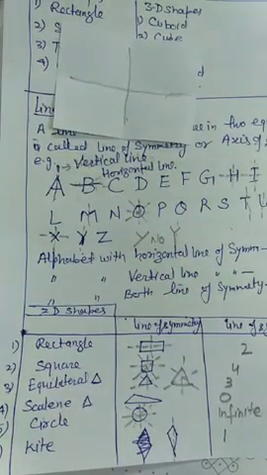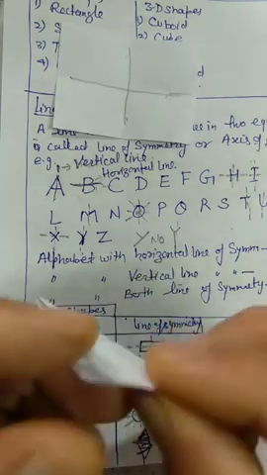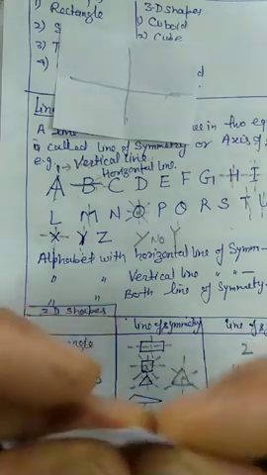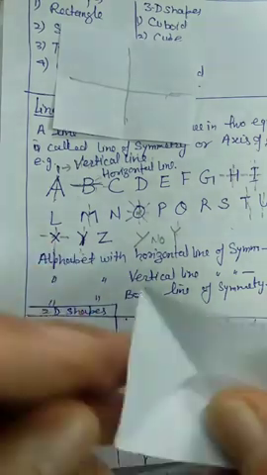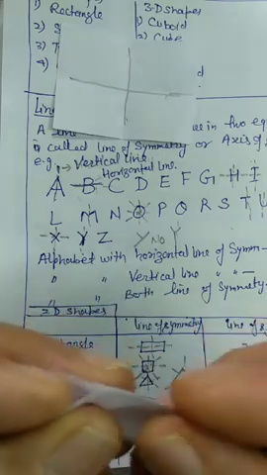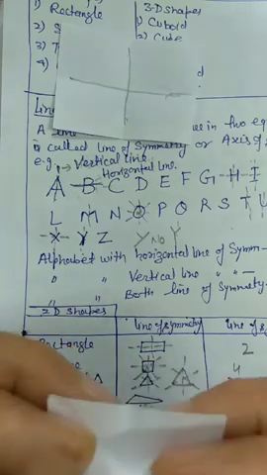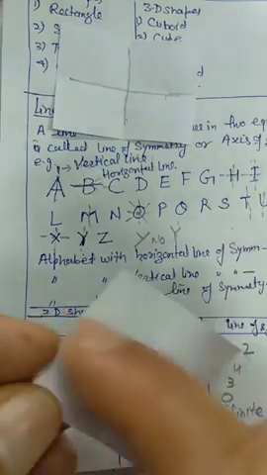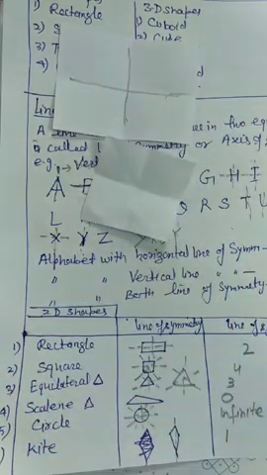Now I will show for the square. One line of symmetry is like this. Second is here like this, diagonal wise. It is overlapping. See, completely overlapping. Third is here, and then fourth is here. So four lines of symmetry you can see. 1, 2, 3, 4.